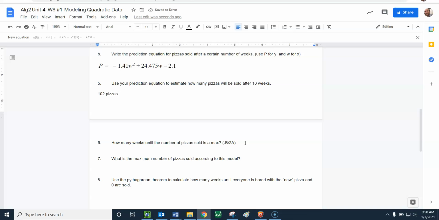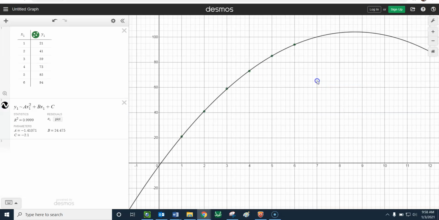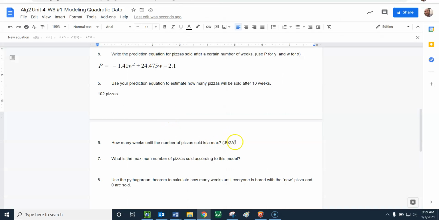How many weeks until the number of pizzas sold is a max? Again, we could be using Desmos to estimate this stuff. I can't see where the max is, so if I click back or I change my viewing window, I can see that. Look, and they even put a dot there for me. Looks like it's going to be at about 8.675. Well, how do I know for sure? What if I don't trust this? What if I want to check my math and do the algebra? All that stuff.